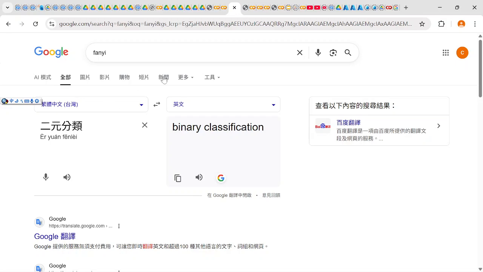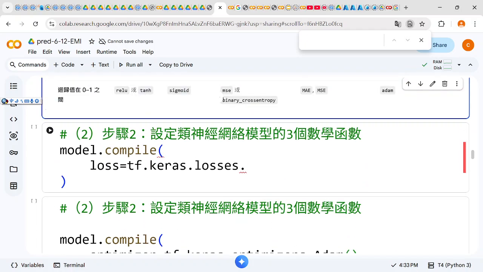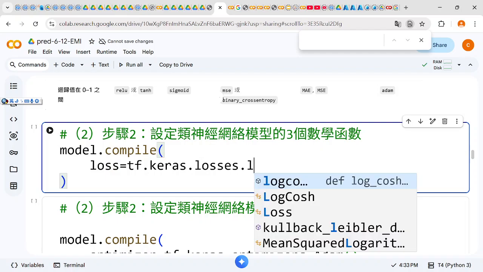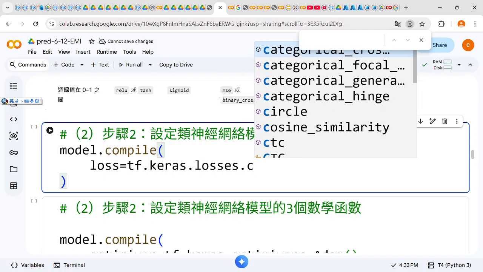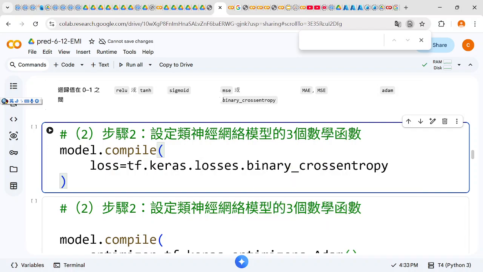Binary classification. Since this is a binary classification problem, the loss function is binary cross entropy, and the metric is binary accuracy. The optimizer is optim. So I use this as cross entropy. The binary is cross entropy.